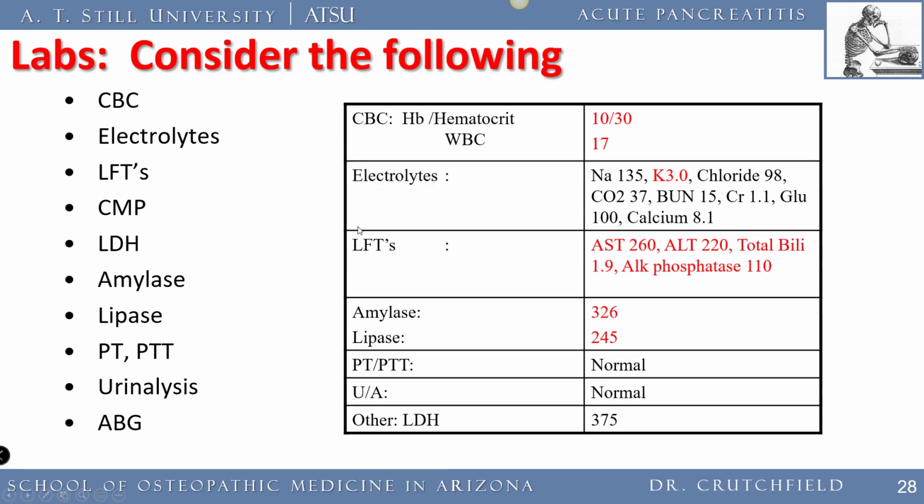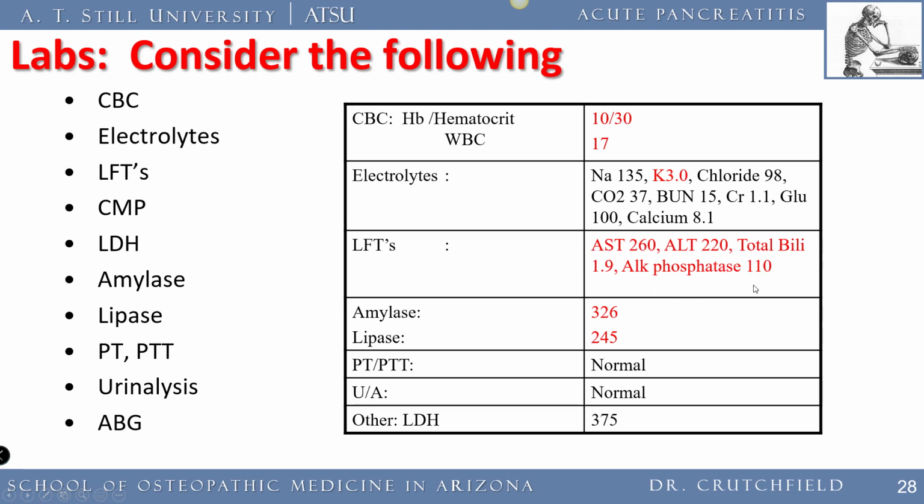So let's do some labs. We get these back. We see that his hemoglobin's pretty low. He's anemic. His white count is high. His potassium is low from vomiting. His BUN is okay and his creatinine's okay, thank God. His liver enzymes: his AST is a little high, his ALT is a little high. His total bilirubin is twice normal.